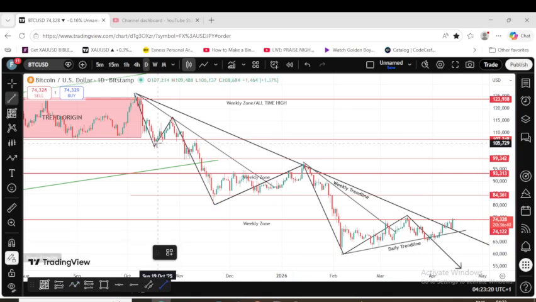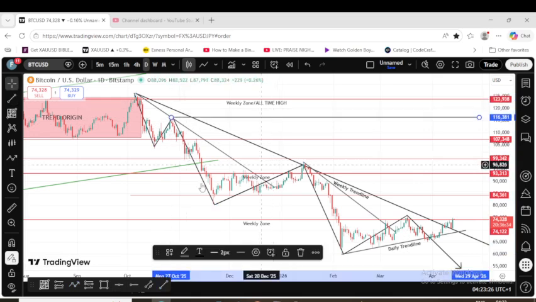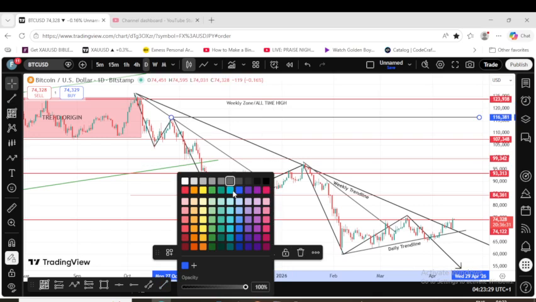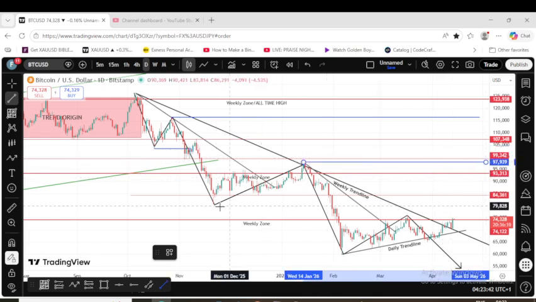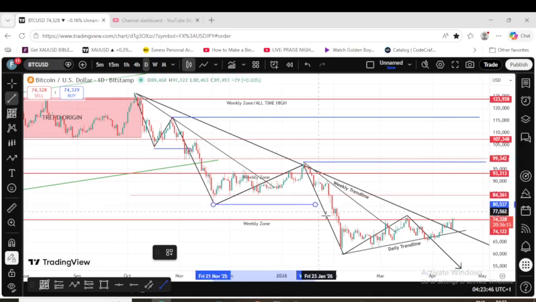Now let's mark out our swing highs and our swing lows. So this is my swing high, also known as my lower high, because we're currently in the downtrend. This is my swing low and my lower low. This is my swing high. This is my swing low. This is my swing low or my lower low.